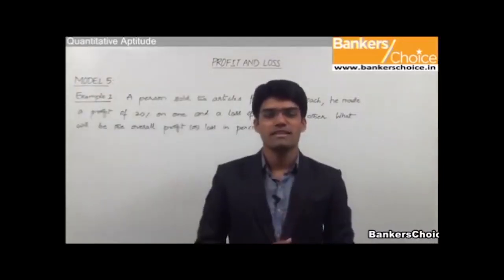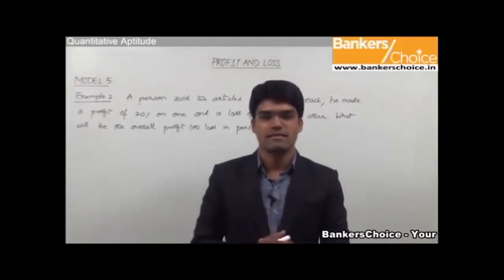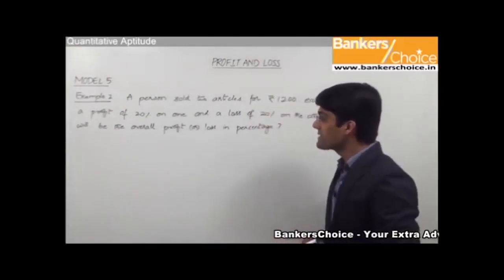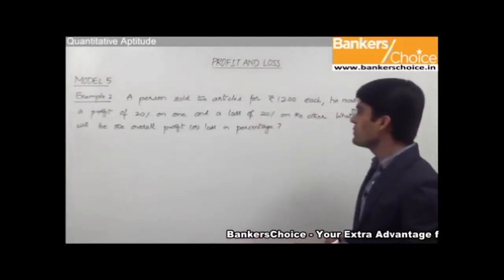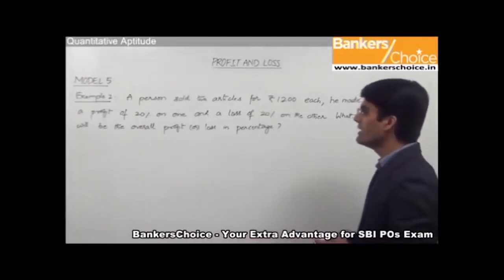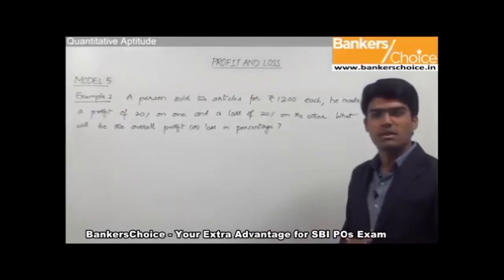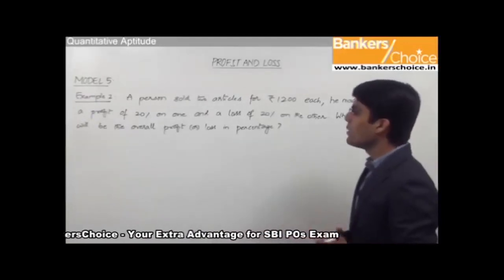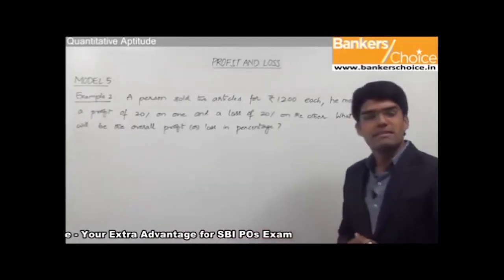Let us now take one more example from model 5 that we have just discussed. The question here is, a person sold 2 articles for rupees 1200 each. He made a profit of 20% on one and a loss of 20% on the other. What will be the overall profit or loss in percentage?